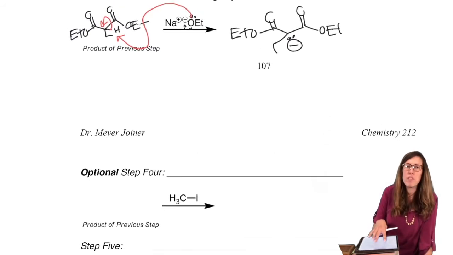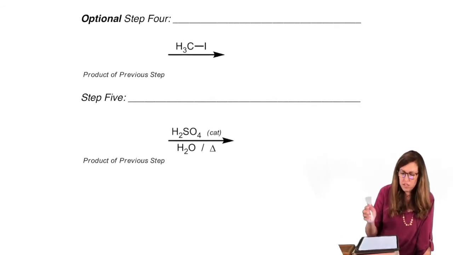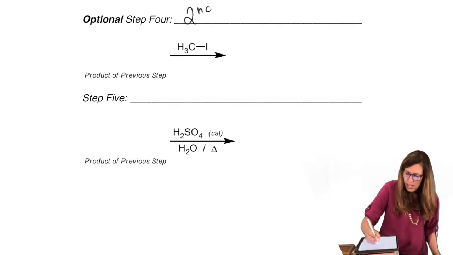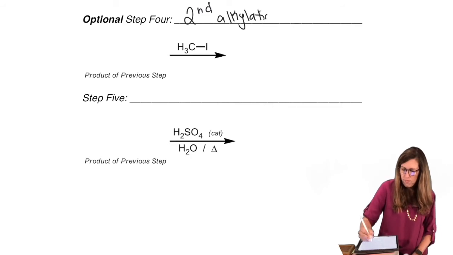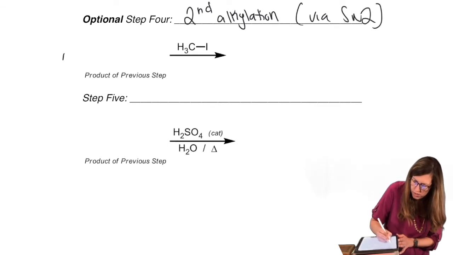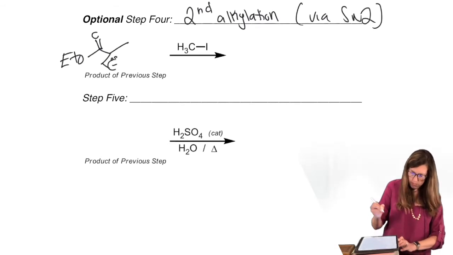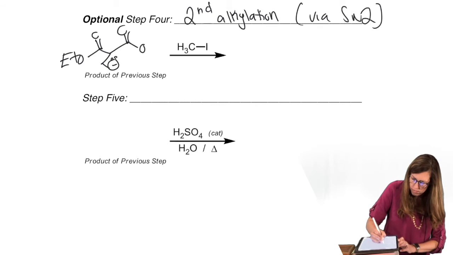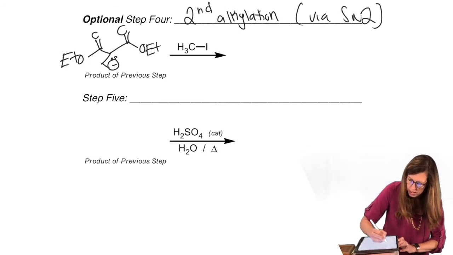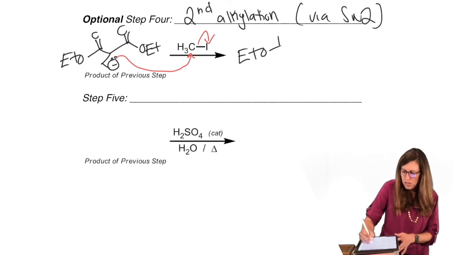Okay, so now once we have an enolate, what do we do? We use it as a nucleophile to attack an electrophile, SN2 style. So second alkylation via SN2. So let's draw the product of our previous step, that enolate we made. All right, now we're going to attack SN2 style. And now we're going to have a methyl on the same carbon as that ethyl we added earlier. Ethyl and methyl.